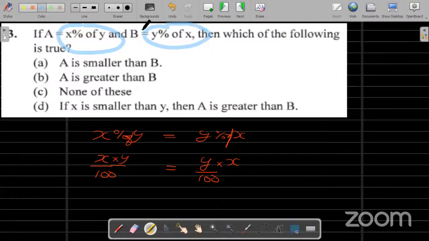So if you know that concept, then we'll get the answer in a second. That means right hand side for both the equations are the same. That means the left hand side should be same. That means A should be equal to B. So the answer could be none of this. First option is A is smaller than B, which is not right. A is greater than B, which is not right. So irrespective of the value of X and Y, X% of Y always will be equal to Y% of X. So answer here will be none of this.